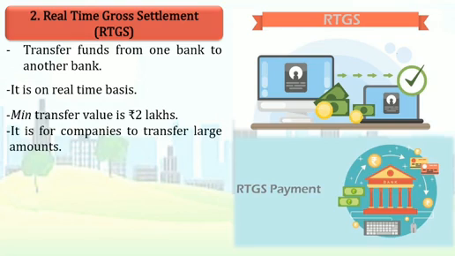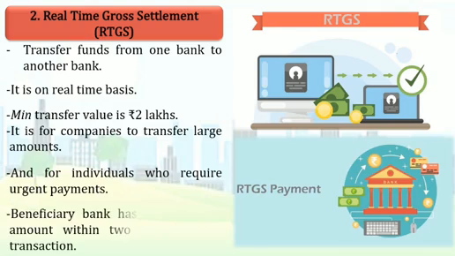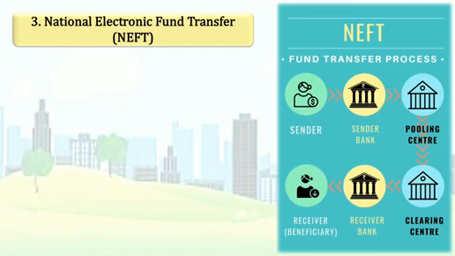It is mainly for companies to transfer large amounts and for individuals who require urgent payments to be done. In this, the beneficiary's bank has the responsibility to credit the account within 2 hours from the time of the transaction. This is all about RTGS.